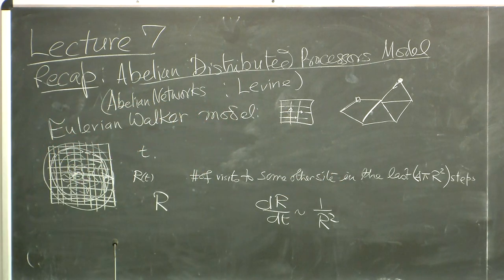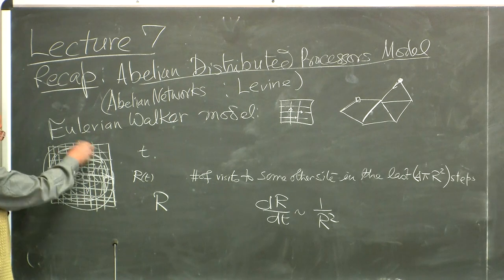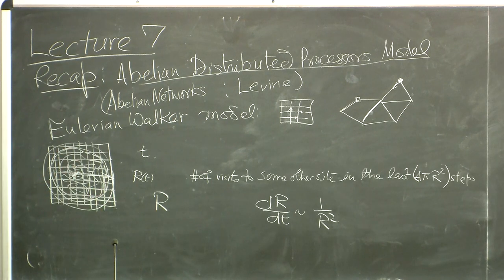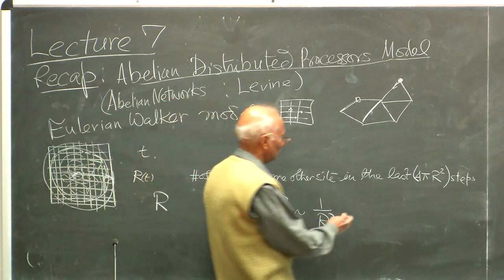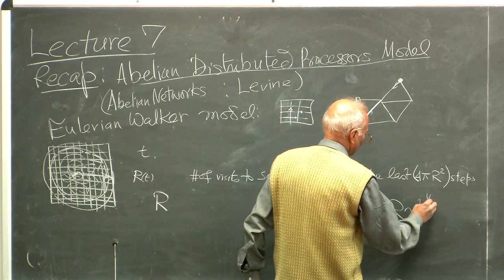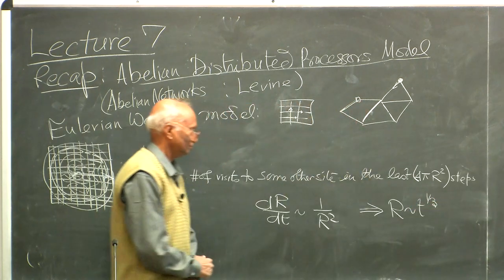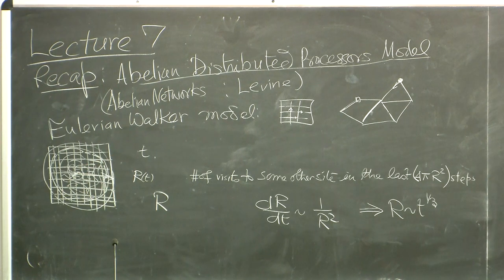This equation is asymptotically exact given the result that each time it has formed a circuit, then in the next r squared or pi r squared steps, it visits everything four times, and in the process the radius will increase by order one. So dr by dt is 1 by r squared, and that implies that r goes as t to the power 1/3. So the radius will keep on increasing.